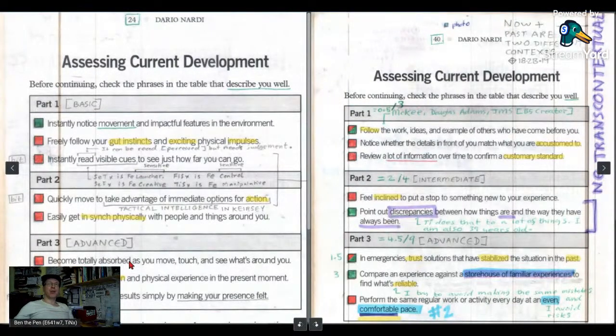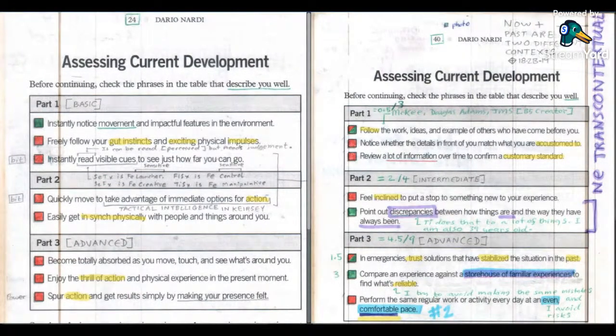Become totally absorbed as you move, touch, and see what's around. Now, they might do that. They might be able to become totally absorbed. Not as much, but I think he might be an example of an ISTJ, like Alistair Cook, the batsman, the batter, in cricket. Ability to concentrate and mental strength. He also played the clarinet. ISTJ is probably good at classical music. I'm just going to put myself in the box again.